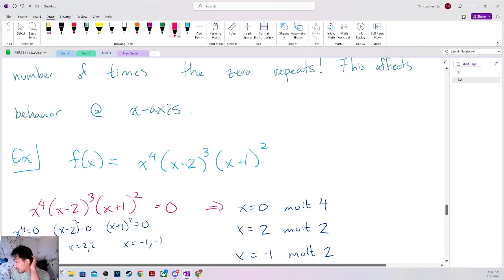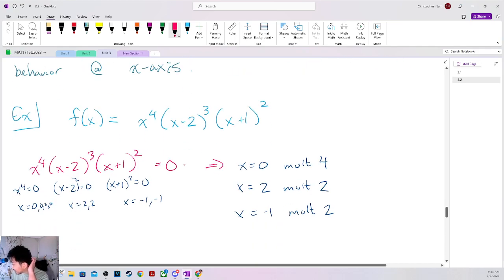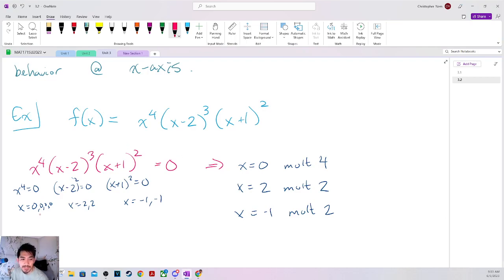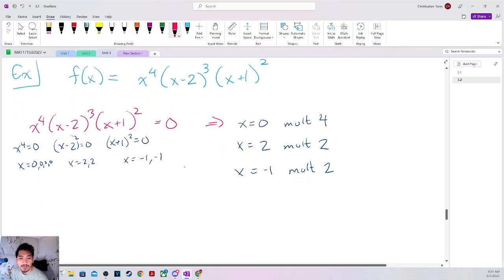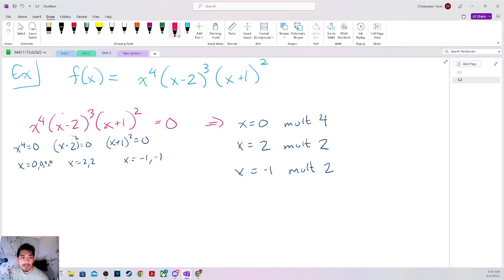So let's look at this problem right here. f of x equals x to the fourth, x minus 2 cubed, x plus 1 squared. If you find the zeros, my solutions are x equals 0, x equals 2, x equals negative 1. Now, because this is to the fourth power right here, this repeats 4 times. Because it's raised to the third power, this repeats.